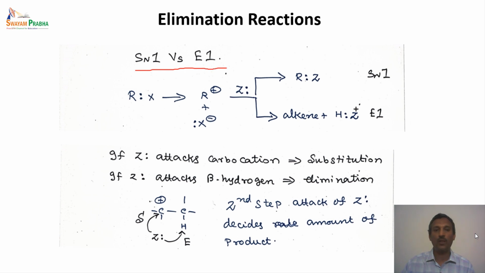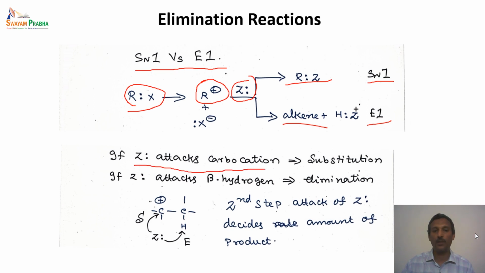And when we come to SN1 versus E1, the alkyl halide undergoes formation of the carbocation. So this is the first step. Then the nucleophile attacks. If the nucleophile adds, then that becomes the SN1 reaction. If it is a base and it removes a proton from the carbocation, then we get the alkene. So that is what is called the E1 reaction.